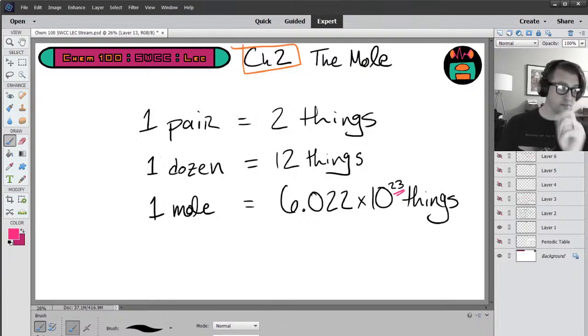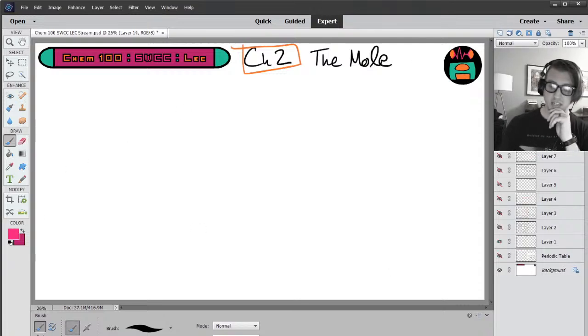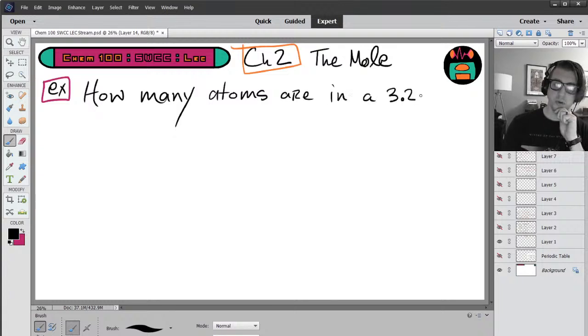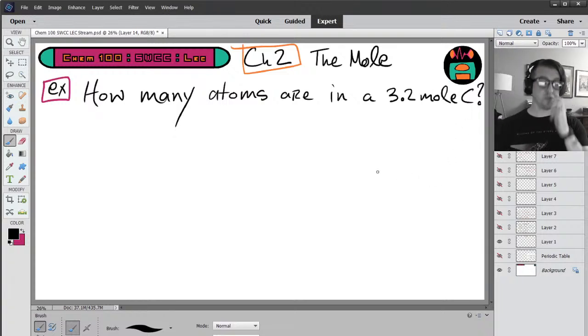Now, here's how we can use moles in calculations. All right, so I could ask you, how many atoms are in 3.2 moles of carbon. And the way you answer this is with a unit conversion. So moles is a unit conversion.